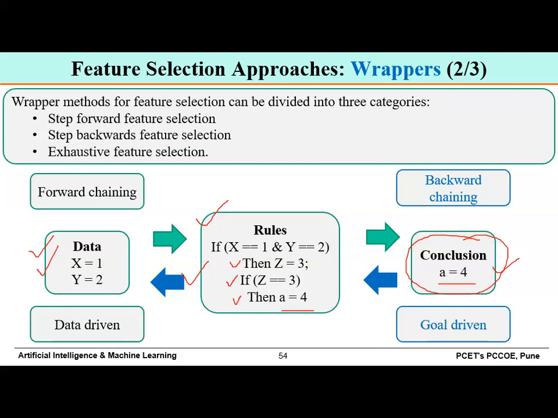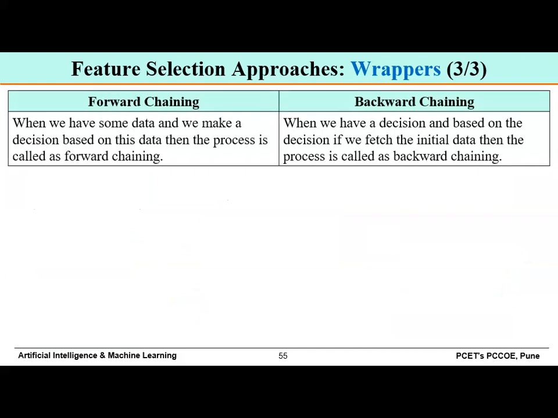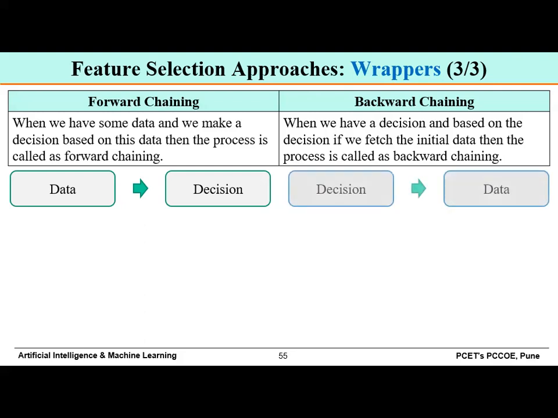So when we go from data to rule to conclusion, it is forward chaining. When we have a conclusion, based on that we find out the rules, and based on that we calculate the data, then it is called backward chaining. Clear? Now we will try to compare both the things. As I mentioned, when we have some data and we make some decision, then it is called forward chaining. Now, when we have a decision and based on the decision we want to find out the data, then it is called backward chaining. So data to decision, forward chaining. Decision to data, backward chaining.